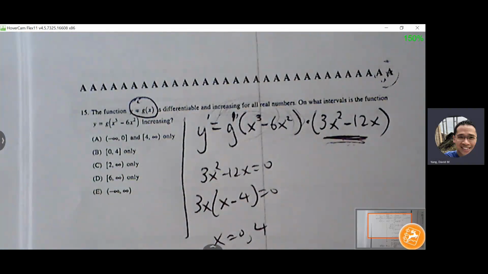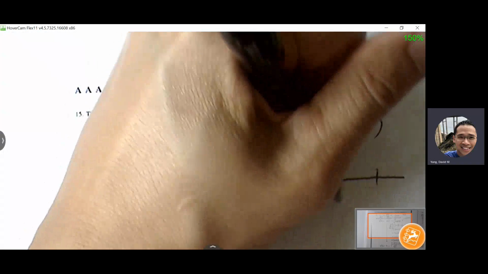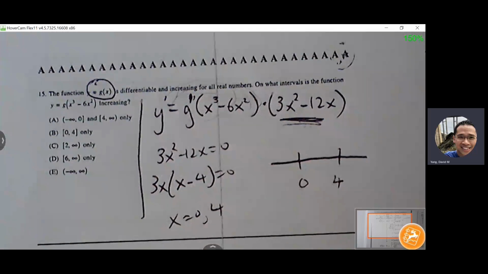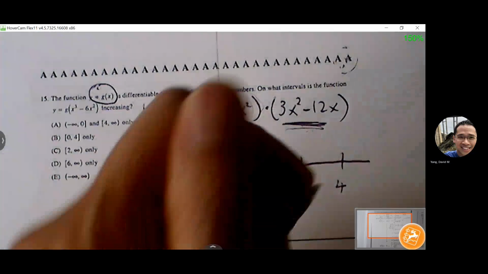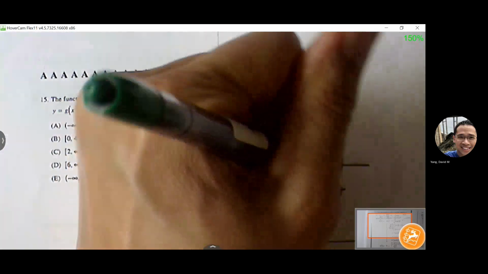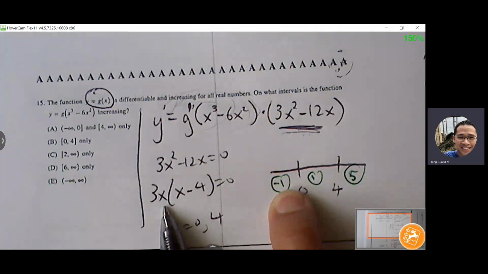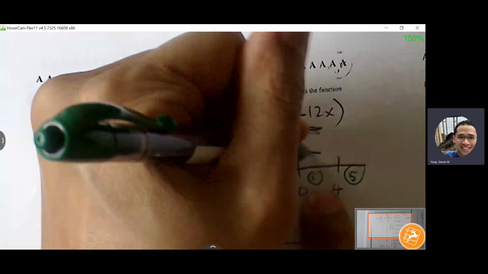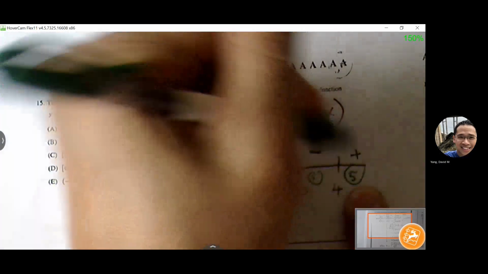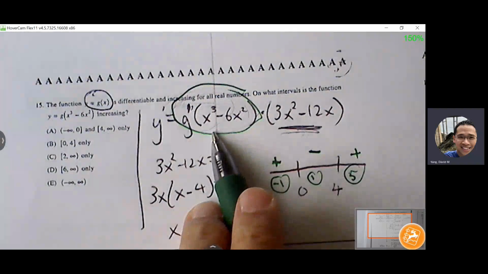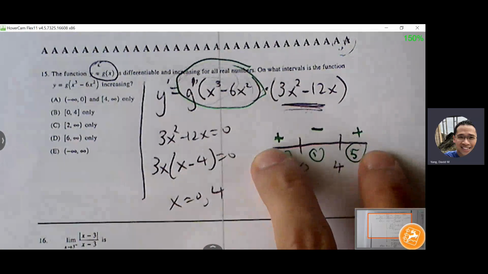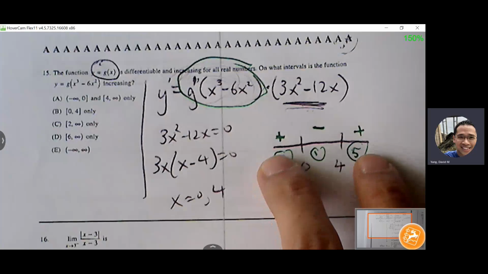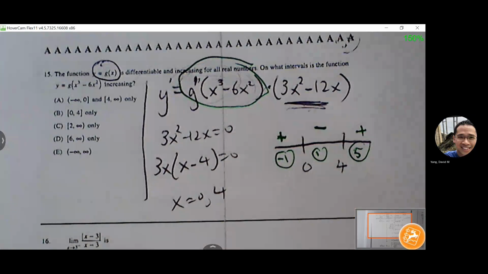So I get 0 and 4. Testing those values: test -1, test 1, test 5. So I plug -1 here. Negative times negative is positive. Positive times negative is negative. Positive times positive is positive. Technically, we're also testing this as well, but that's always positive, so it has no bearing. So we know that g of x cubed minus 6x squared is increasing in these two intervals: from -infinity to 0, and then from 4 to infinity.